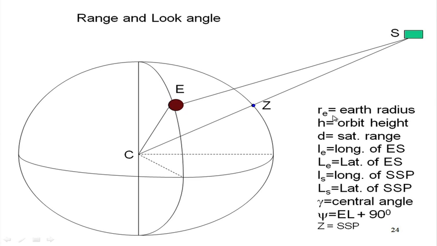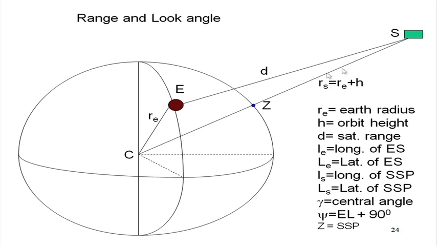So, I will define R E as the earth radius, H as the orbital height, that is Z to S, D as the satellite range, that is E to S, small l E is the longitude of the earth station. This is the radius of the earth, C E. Then the distance from satellite to the center of the earth, S C or C S, we call R S, which is C Z, that is R E, plus the orbital height, that is Z S. So, R S is equal to R E plus H.